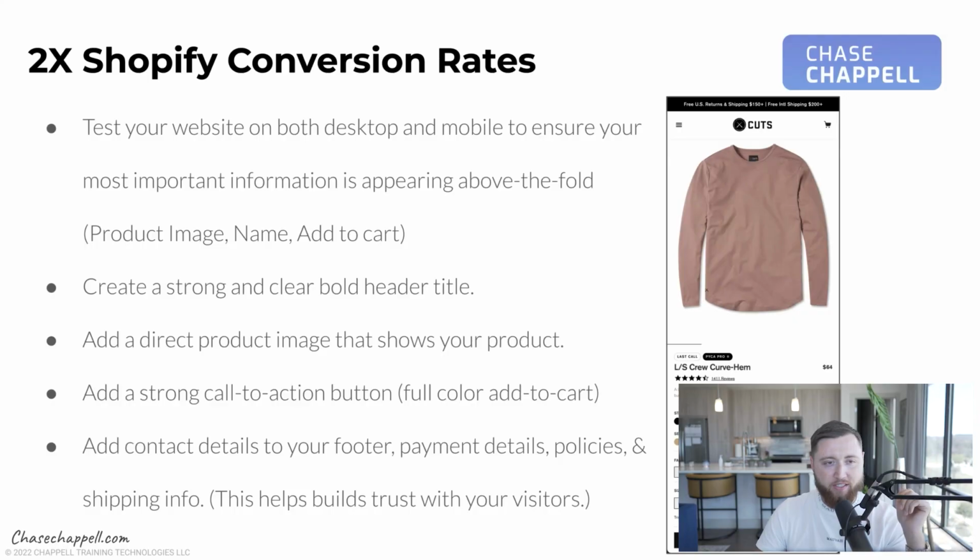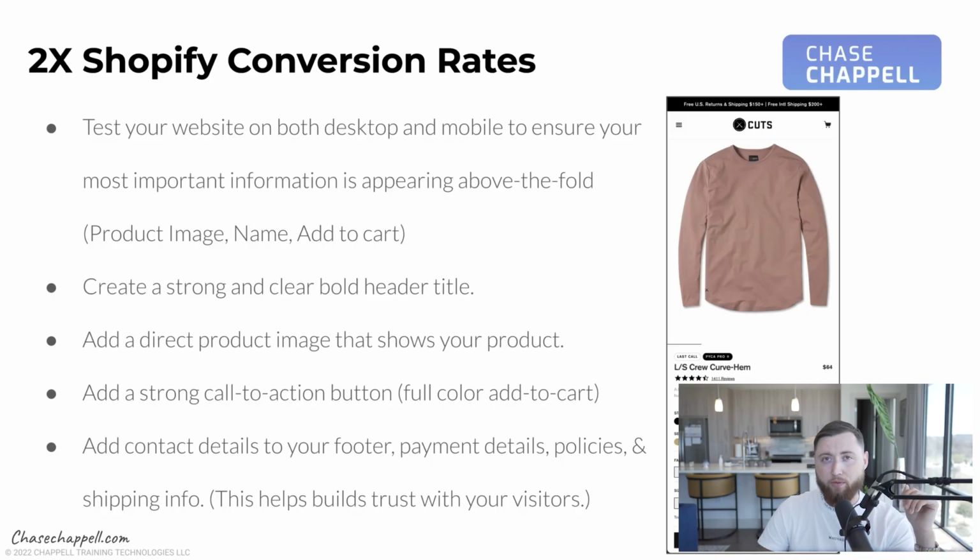And one of those first things is testing your website on both desktop and mobile to ensure the most important information is always appearing above the fold. Essentially, above the fold is whenever the website loads on your mobile screen or desktop screen, everything within view upon the load. And that's really important because you want to have the actual product, the name of the product, and all the relevant information above the fold so that people can see what they need right away without having to scroll to find it.